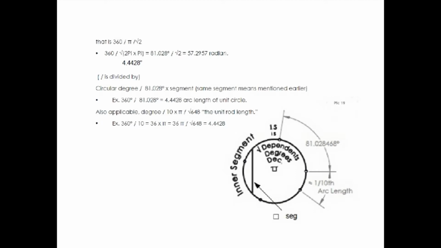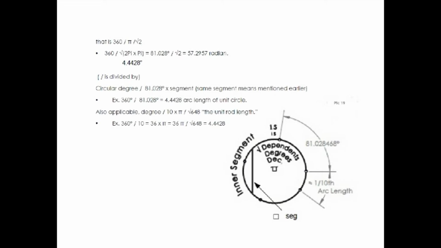That is, 360 degrees divided by pi divided by root 2. Or, for a full mathematical grasp, 360 degrees divided by the root of 2 pi times pi equals 81.028 degrees. Divide by root 2 equals 57.2957 radian. To convert from degrees into arc length, circular degree divided by 81.028 degrees times segment, same segment means as mentioned earlier. For an example, 360 degrees divided by 81.028 degrees equals 4.4428 arc length of the unit circle.